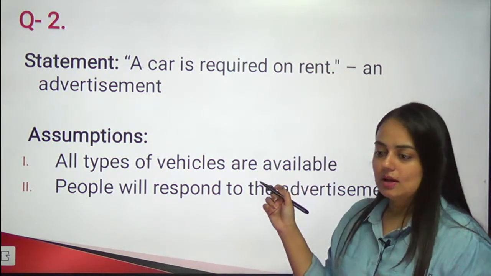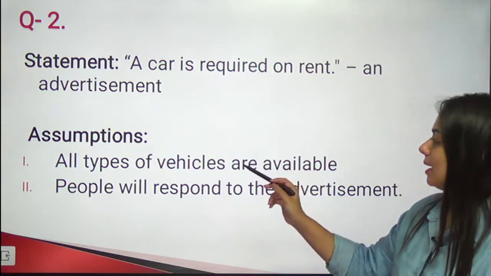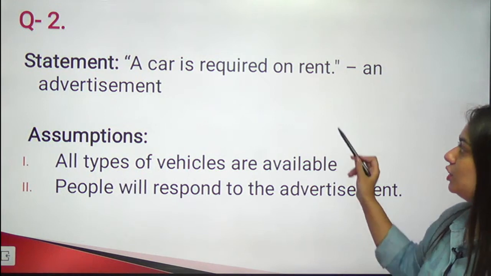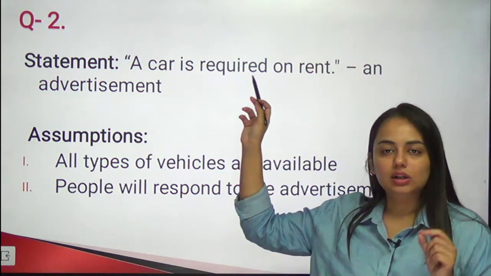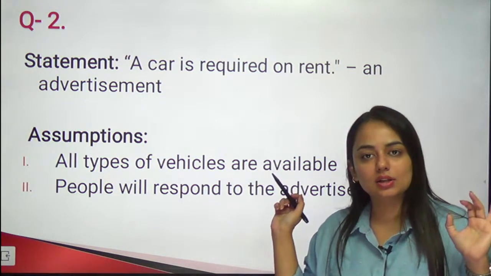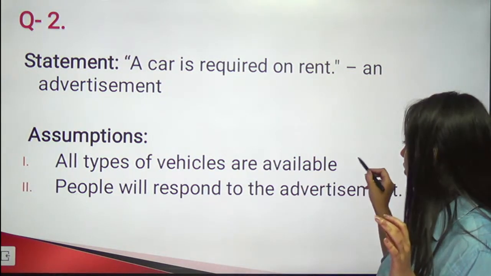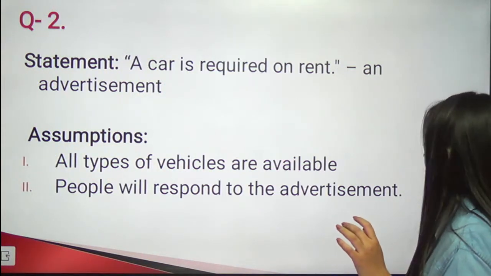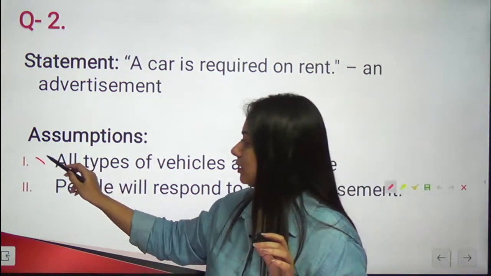Alright, let us see what assumptions are given over here. Assumption number 1 is all types of vehicles are available. Just because he wants a car doesn't mean that every kind of vehicle is present or available in the market. So we cannot go with this one. So let me just eliminate this one.